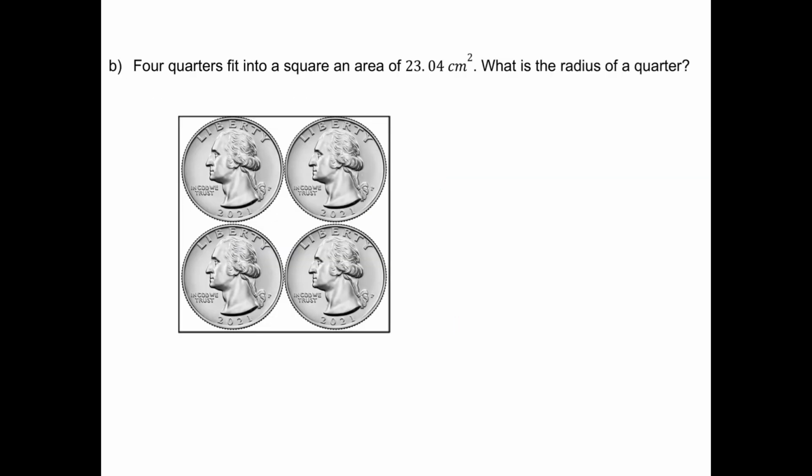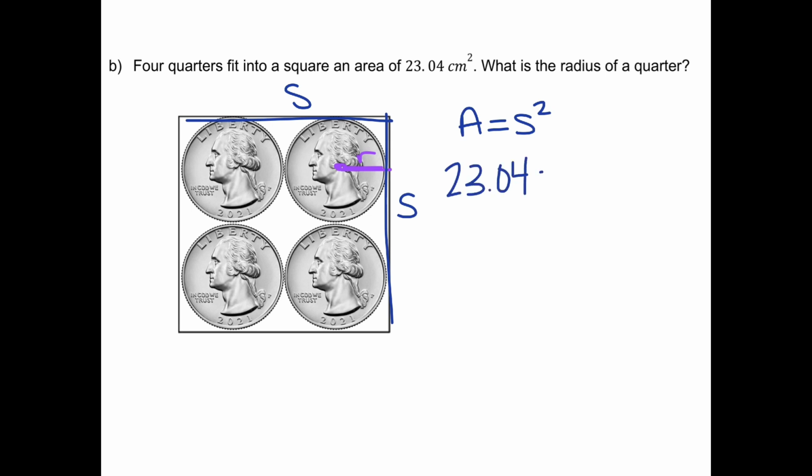This one just has a little bit more information involved. It says 4 quarters fit into a square with an area of 23.04 centimeters squared. Ultimate goal is to find the radius. So we're looking to find the radius of one of the quarters. So remember, with a square, the area is equal to the side length squared. So it would be S times S. This side times this side would be the area. So 23.04 is the area.